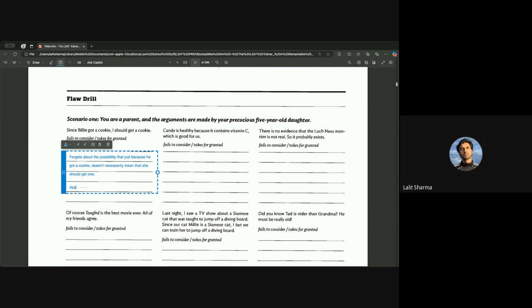Okay, takes for granted, which is the same as assumes. So what did she assume? That because Billy got a cookie, she should get a cookie. Exactly. And I'll use the same words just to show it's the same thing. Assumes that just because Billy got a cookie, I should get a cookie. There you go.